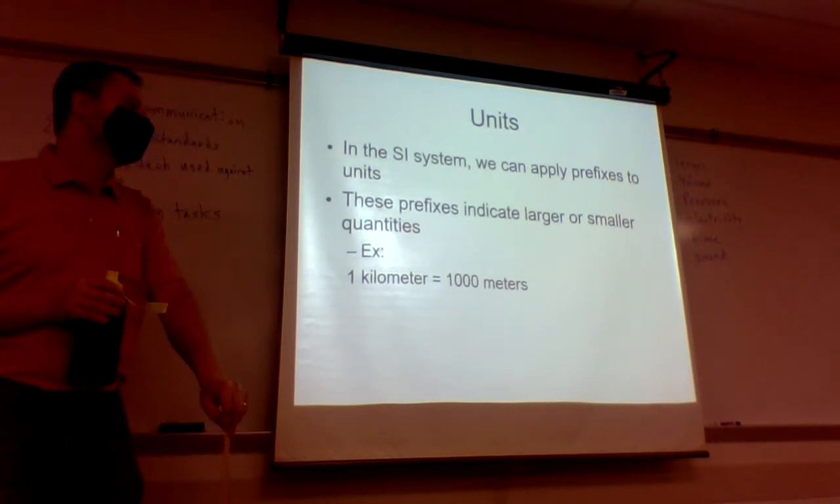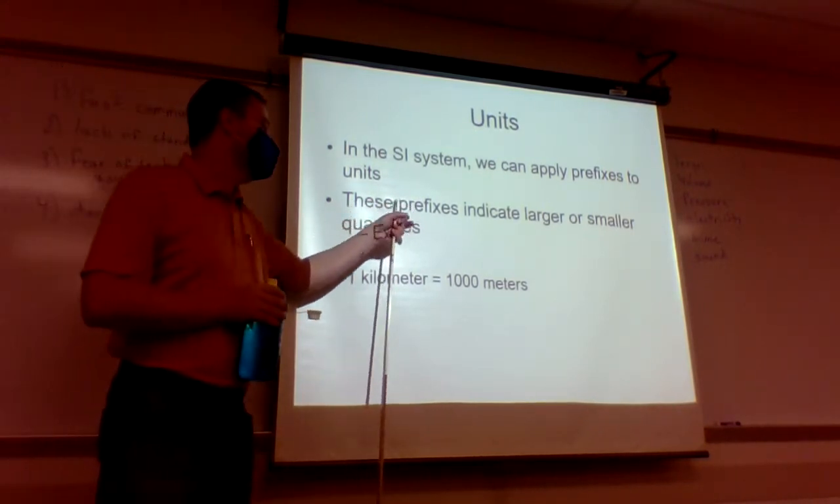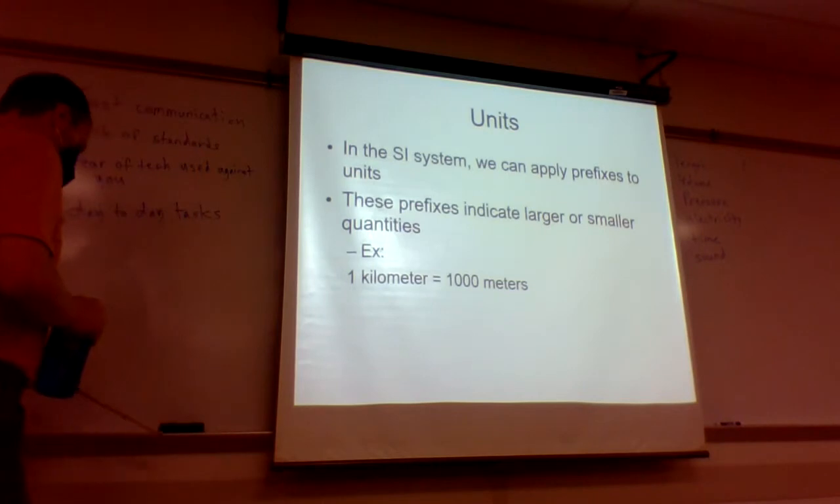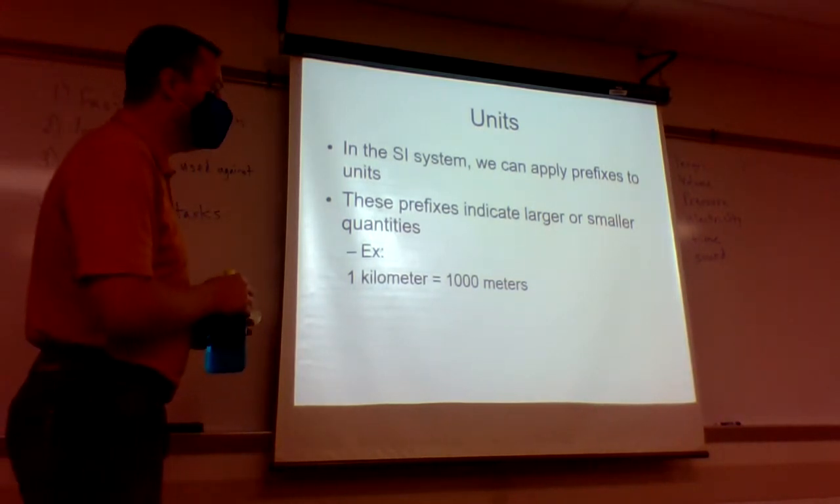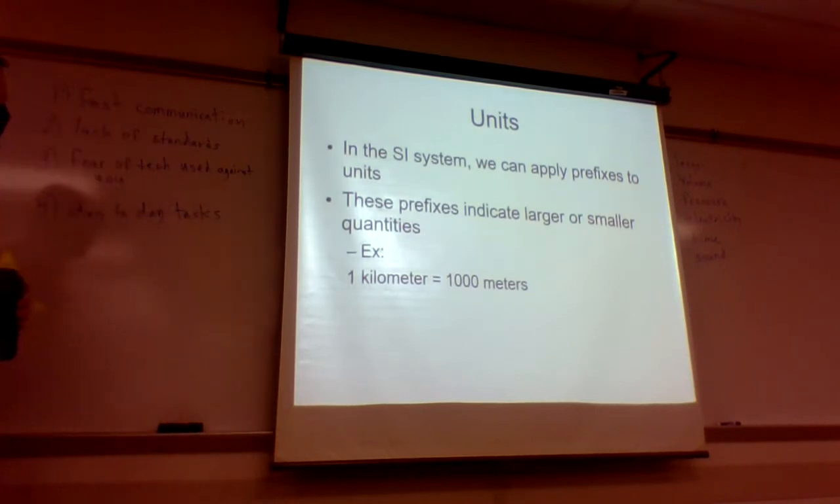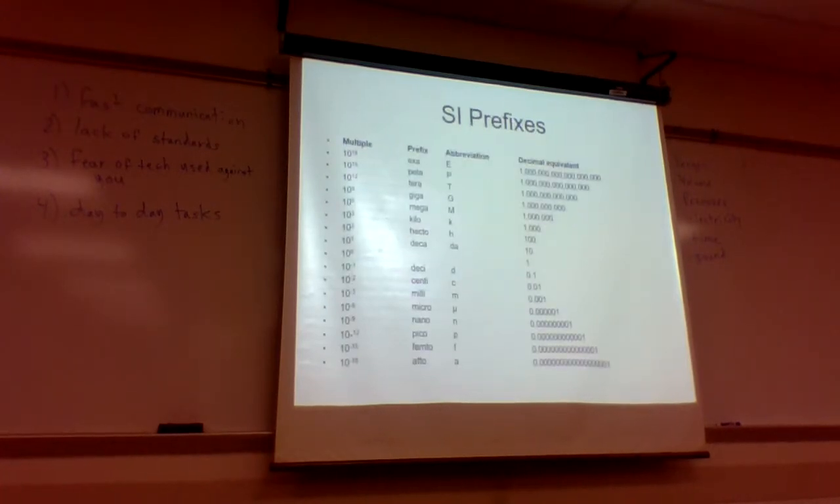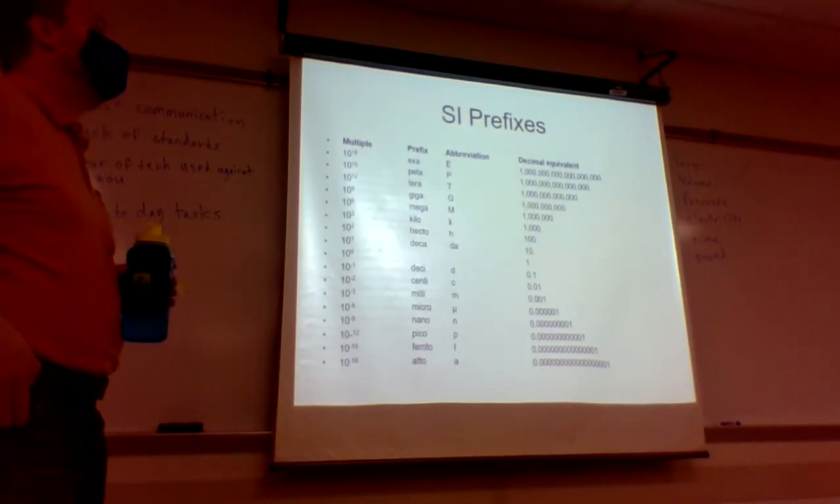And so what we do is we apply prefixes to those base units to represent either larger or smaller quantities. The kilometer, a kilo represents 1,000 of the base. So a kilometer is 1,000 meters. So again, there are these prefixes that we can apply to scale up or down the base units as we need.